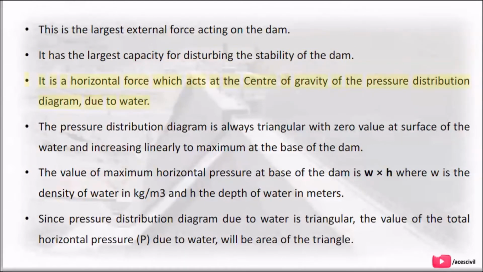It is a horizontal force which acts at the center of gravity of the pressure distribution diagram due to water. The pressure distribution diagram is always triangular with zero value at the surface of the water and increasing linearly to maximum at the base of the dam. The value of maximum horizontal pressure at the base of the dam is wH, where w is the density of water in kg/m3 and H the depth of water in meters.